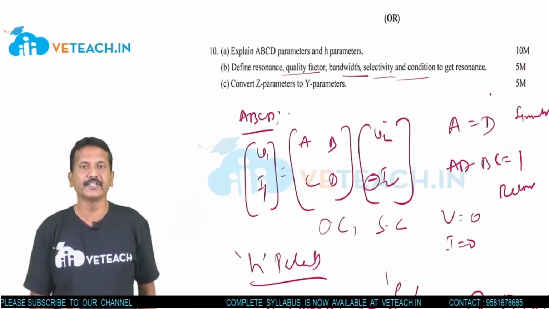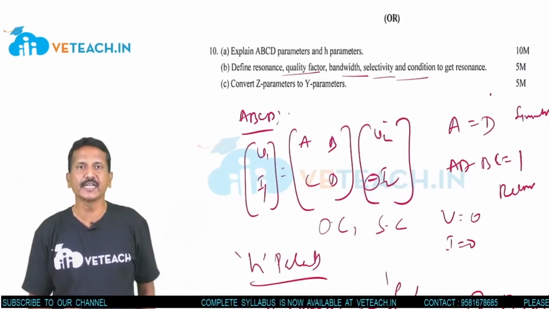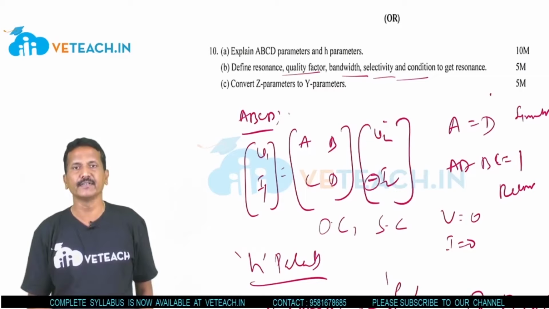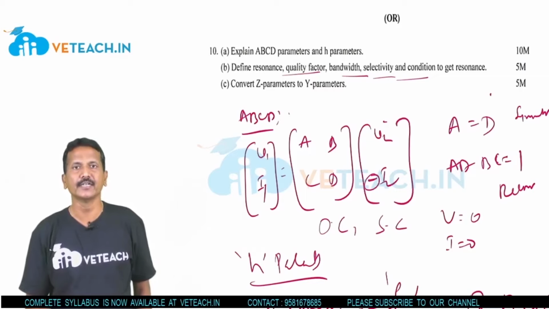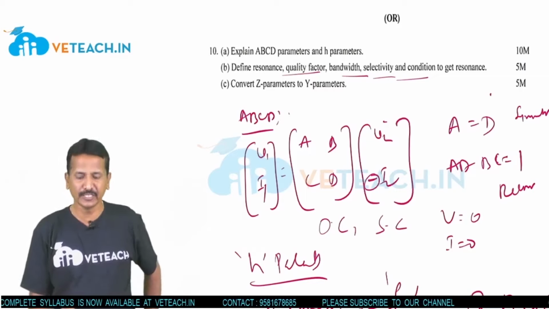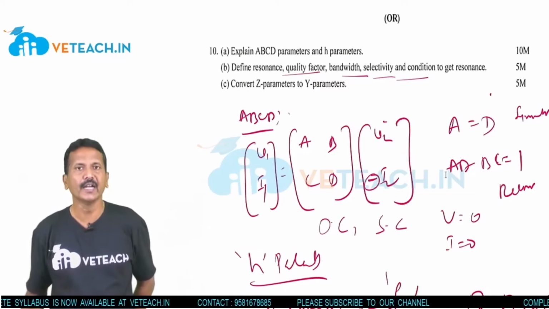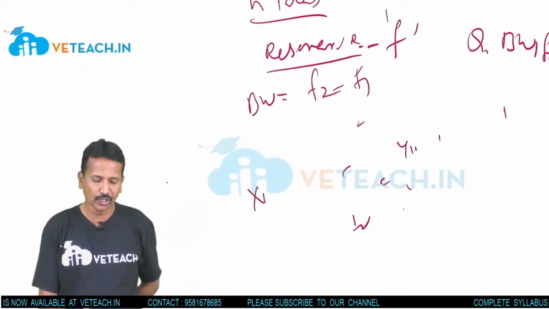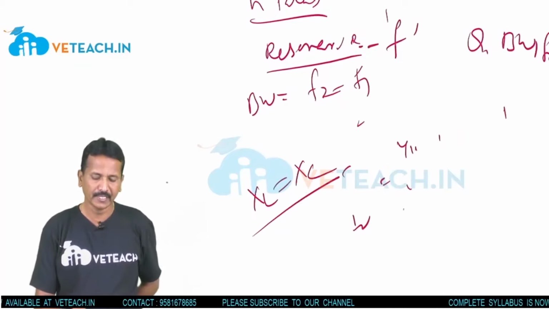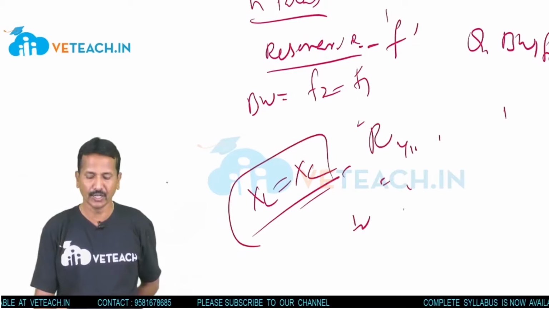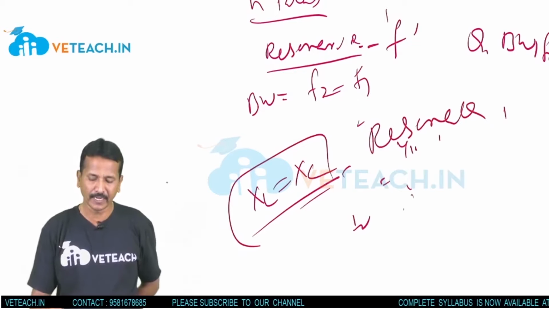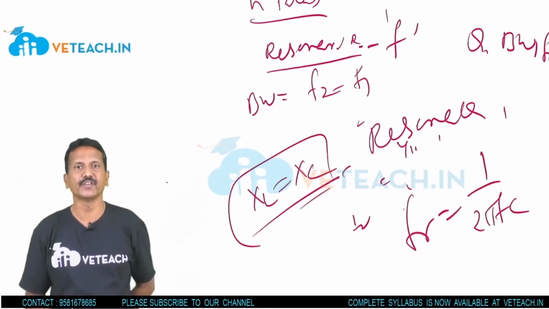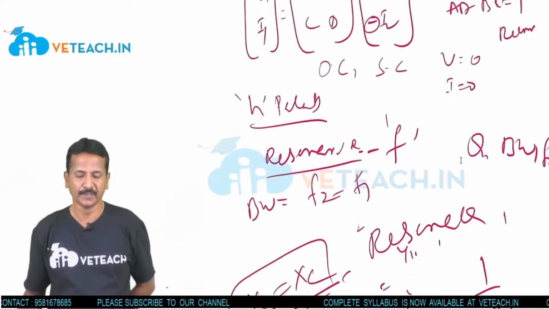Next, selectivity. Signals can be selected within the range of the frequency, and that is done by selectivity without any disturbance or noise. So how to check, by using this selectivity. And the condition to get resonance is XL is equal to XC. This is the condition to get resonance, and from that we get the resonant frequency, 1 by 2 pi root LC.